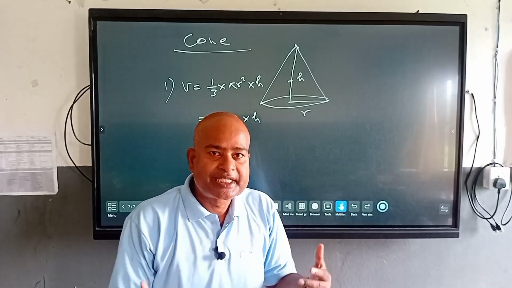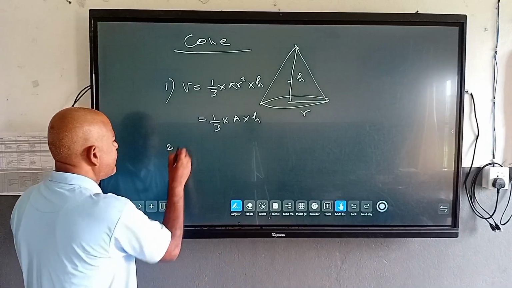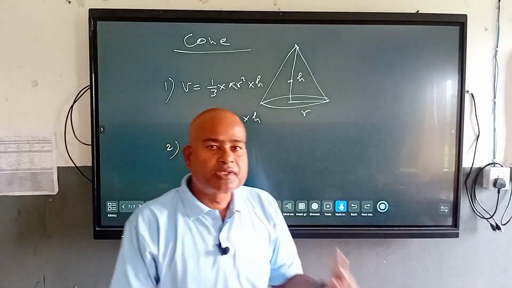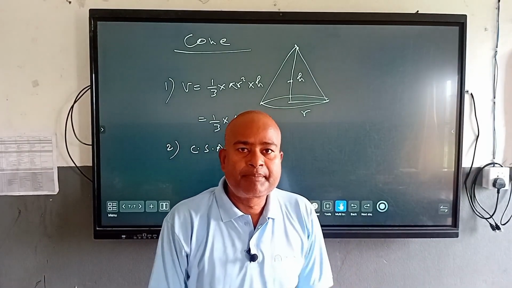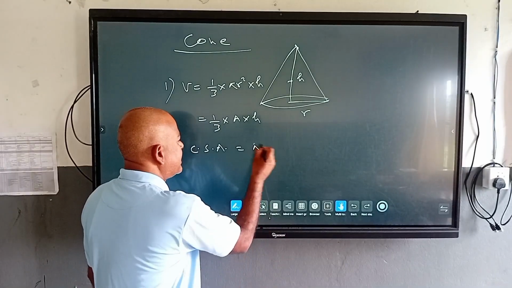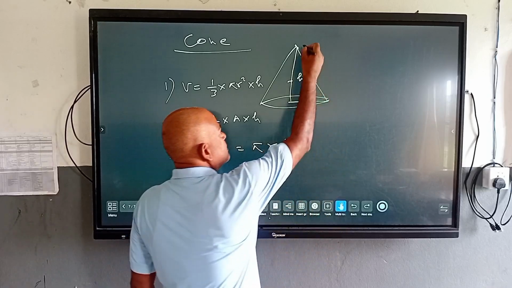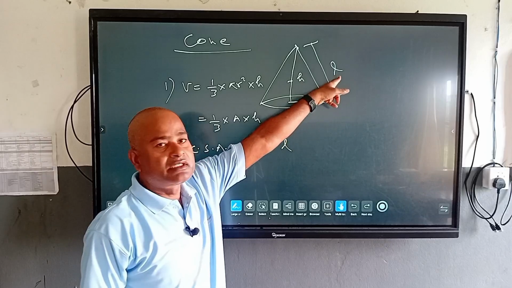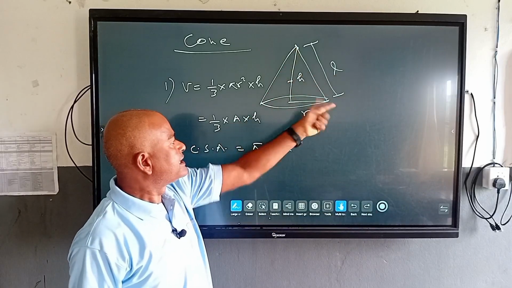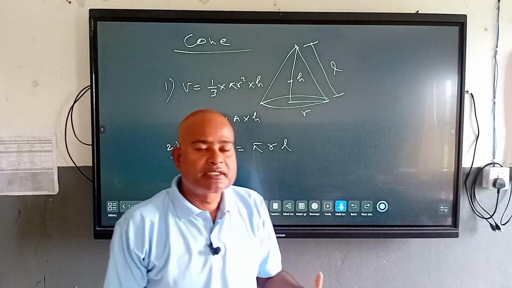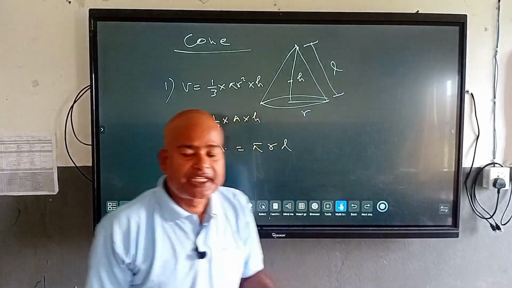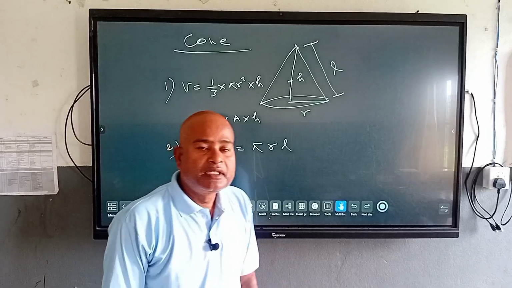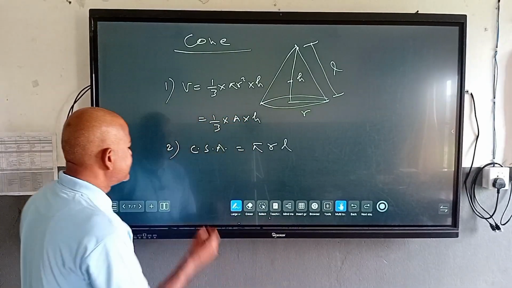Next, let us write down the CSA, the curved surface area of a cone. The formula of the curved surface area of a cone is given by pi r L. If we know the slant height, which is denoted by the letter L, and the radius of the base, then the curved surface area, that means CSA, is given by the formula pi r L. Next, let us write down the formula of TSA.